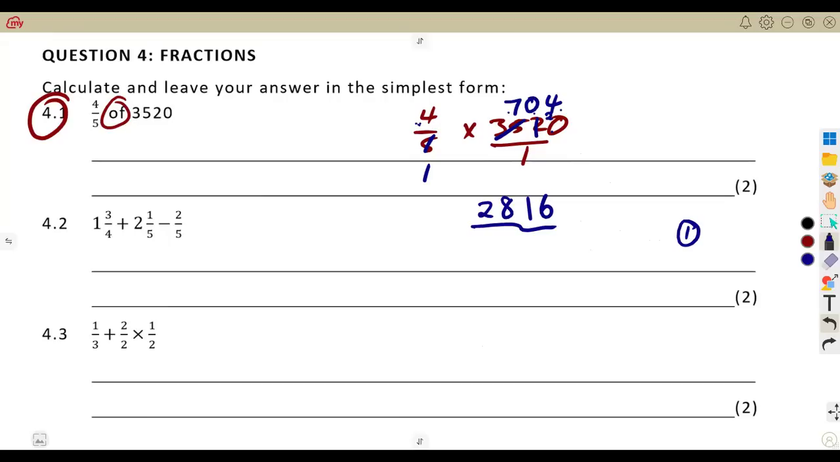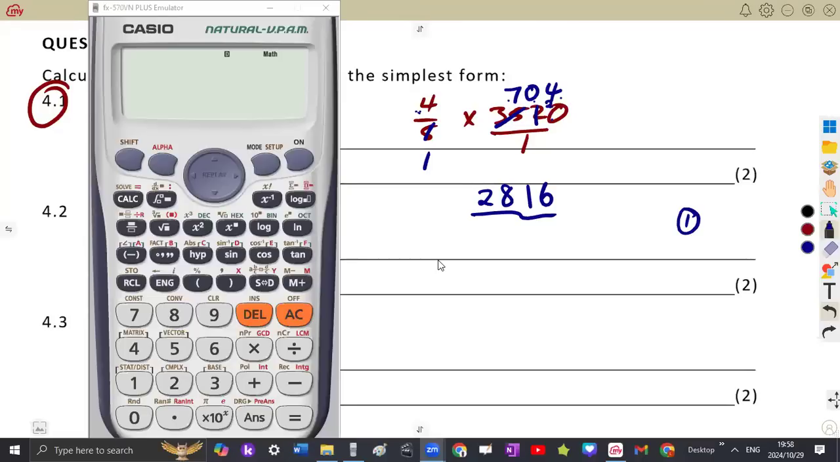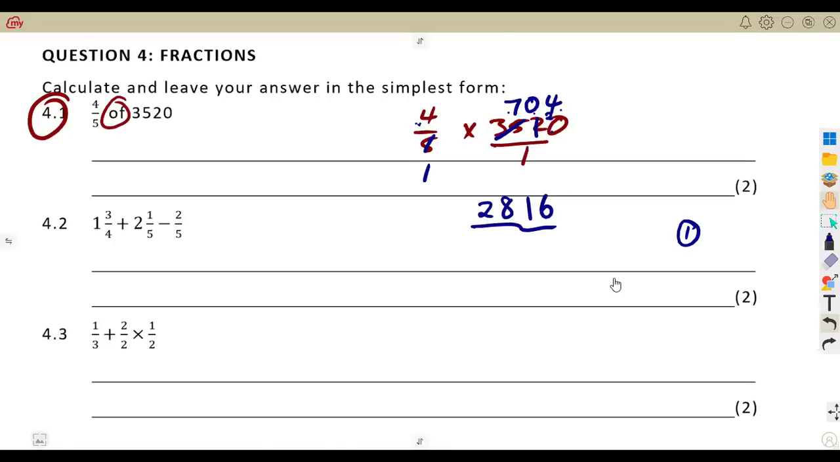But this is you guys and your exam. You're in an exam. Just use your calculator for that simplification. Just use your calculator. You're given 4 over 5 times what? This number that you're given, 3520. You can prove that. And see you've got the same answer, 2,816. So you can verify that from your calculator.